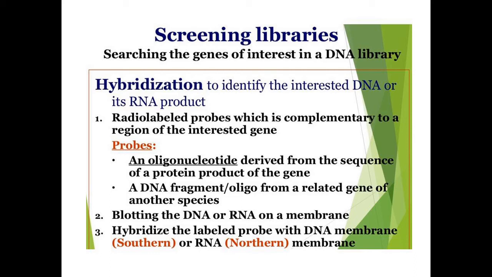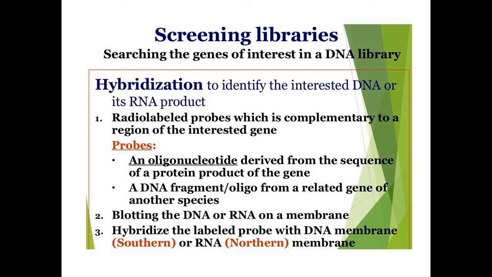Screening libraries. Now for searching the genes of interest in a DNA library, hybridization is used, that is hybridization to identify the DNA of interest or its RNA product. So here basically radio-labeled probes which are complementary to the region of interest are used. Now what are probes? They are an oligonucleotide derived from the sequence of a protein product of the gene, a DNA fragment, or oligonucleotides from a related gene of another species.